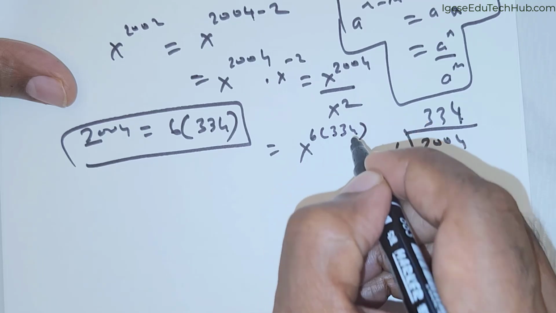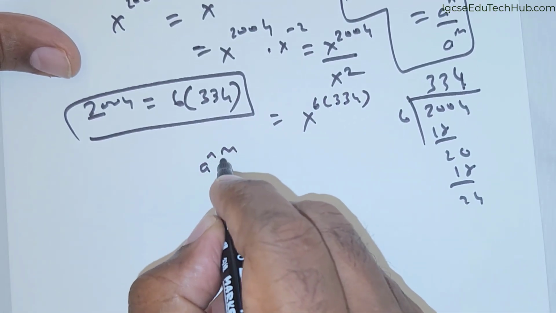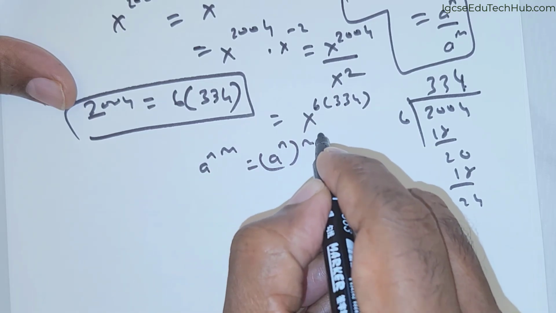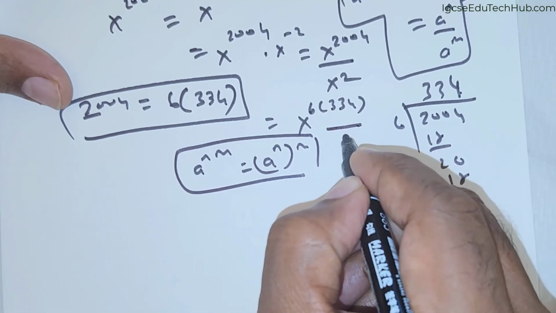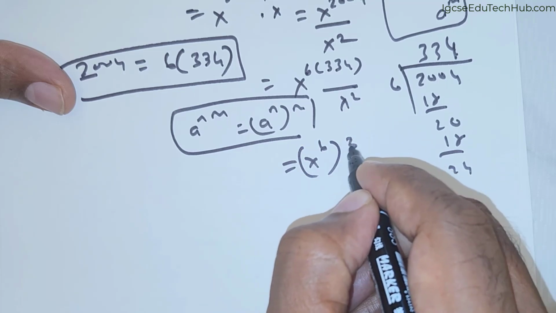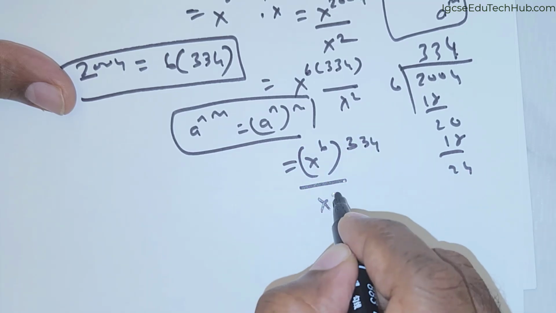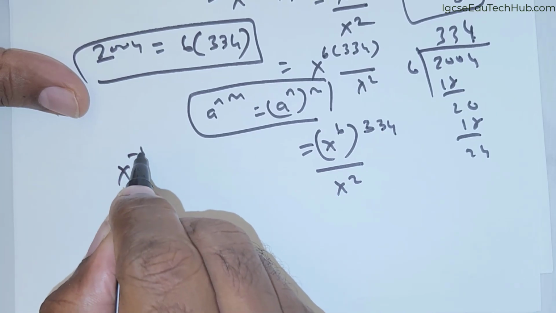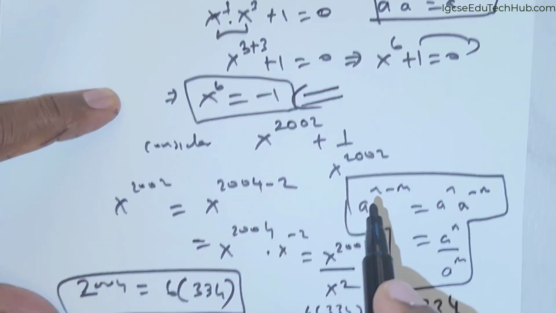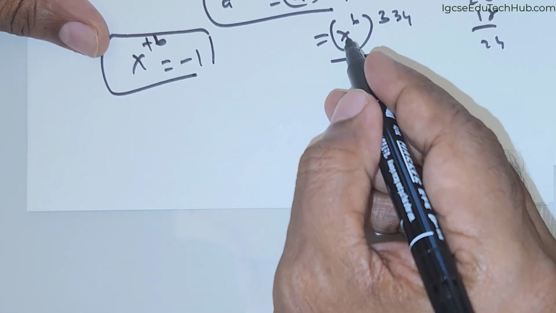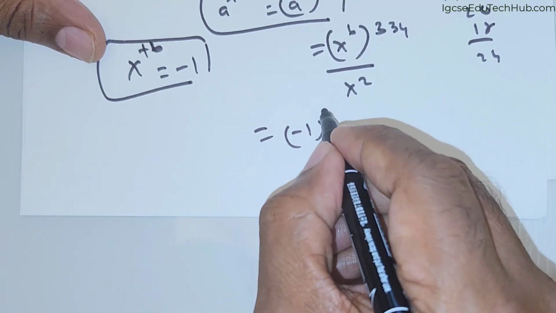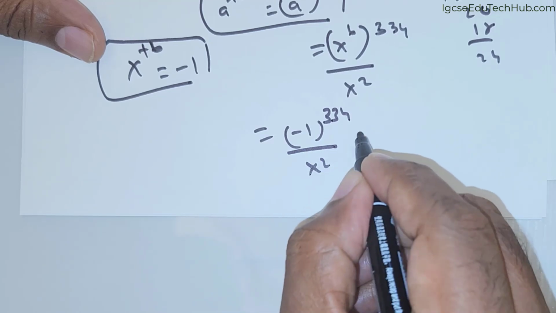times 334. Now a raised to the power of n times m can be written as a raised to the power of n, the whole raised to the power of m. So by this property, of course there is x squared there, this can be rewritten as x raised to the power of 6, the whole raised to the power of 334 divided by x squared. But x raised to the power of 6 is equal to negative 1. How do you know that? Because of this fact. So substitute this value, x raised to the power of 6, which is nothing but negative 1 raised to the power of 334 divided by x squared.